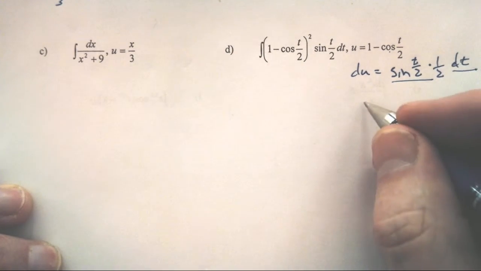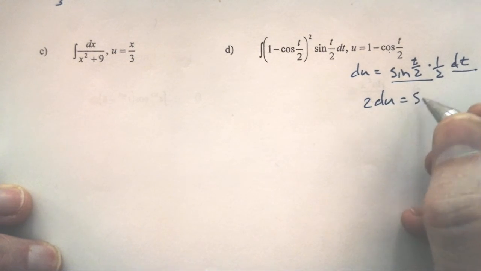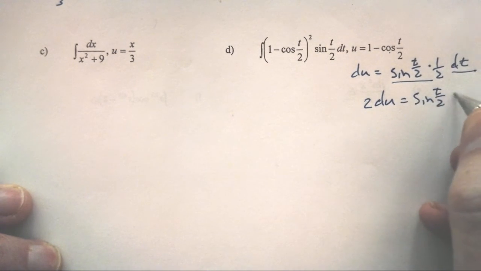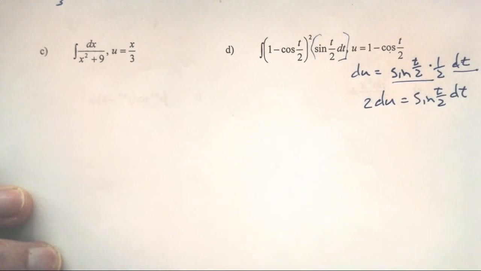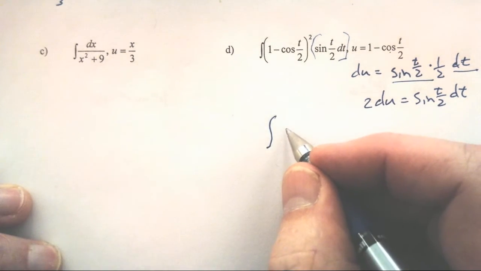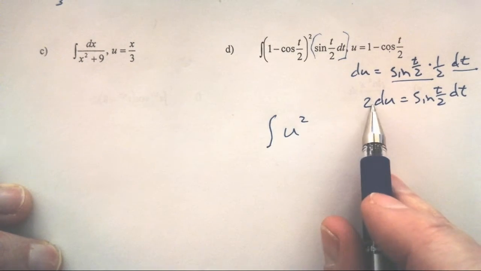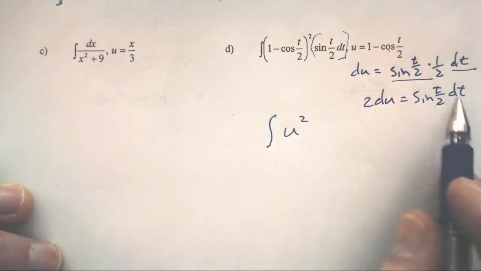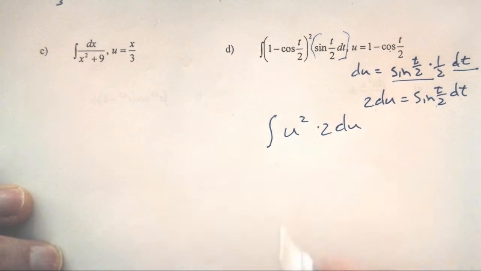I'm going to go 2 du equals sine of t on 2 dt, and take a look, that's that whole component right there. So my integral with substitution becomes, this is u squared times 2 du. 2 du gets to take the place of all of that, times 2 du. So once again, I get 2.